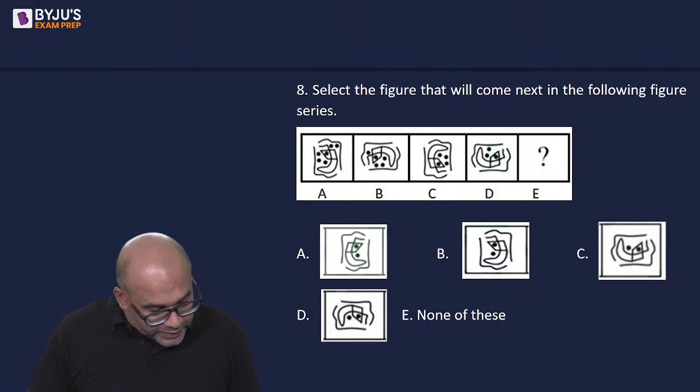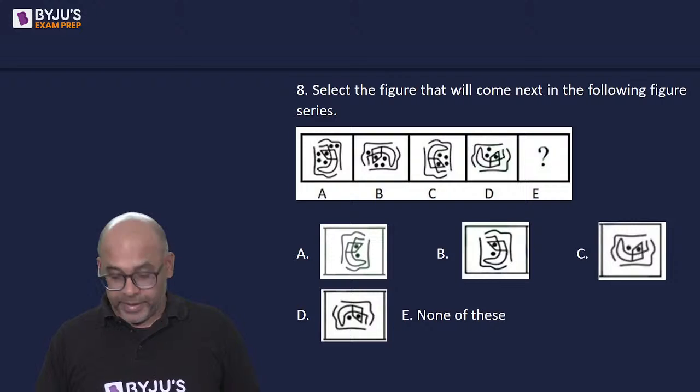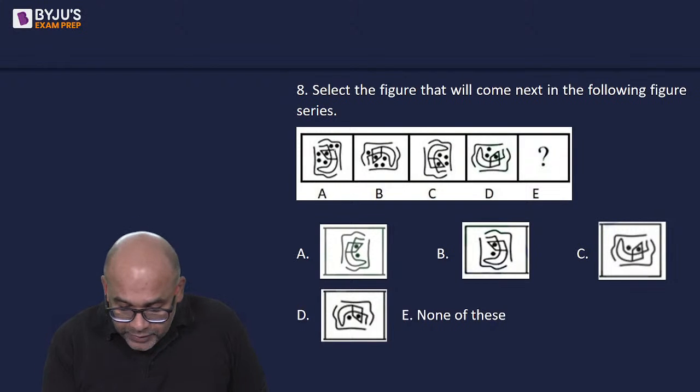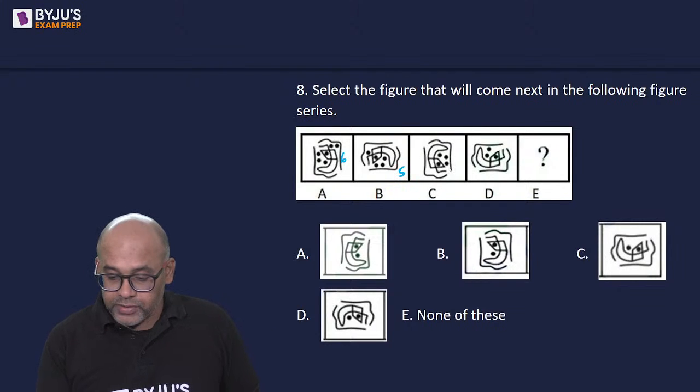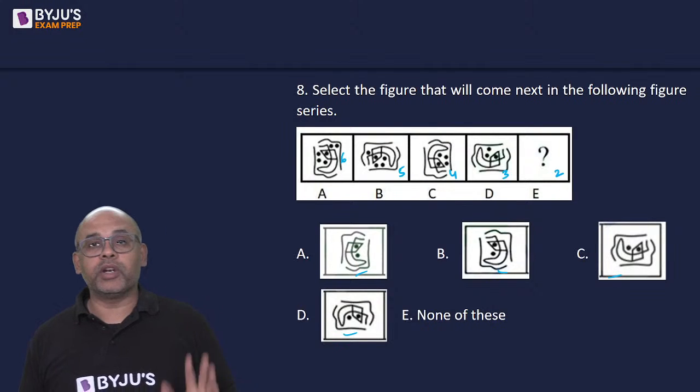Okay, many of you are saying option B for Bombay. Okay, let's see. There are first of all 6 dots, 5 dots, 4 dots, 3 dots, therefore there should be 2 dots. Unfortunately, everywhere there are only 2 dots. So that is not enough for us.